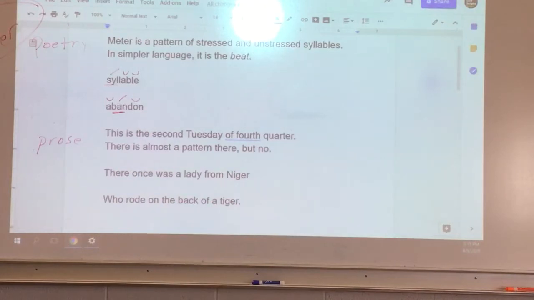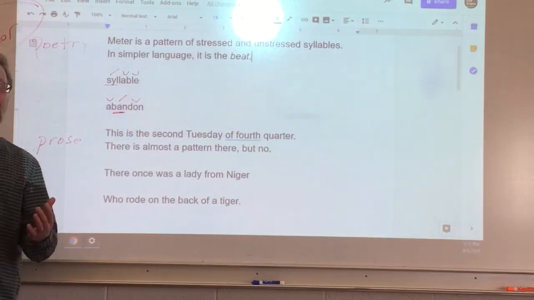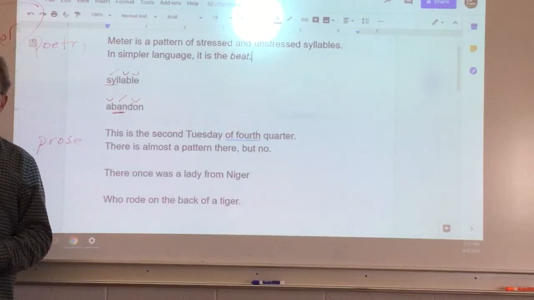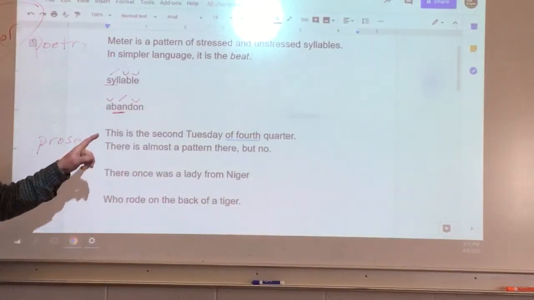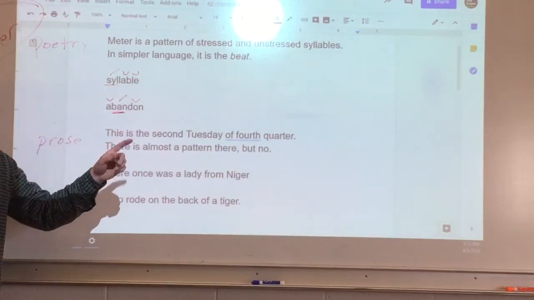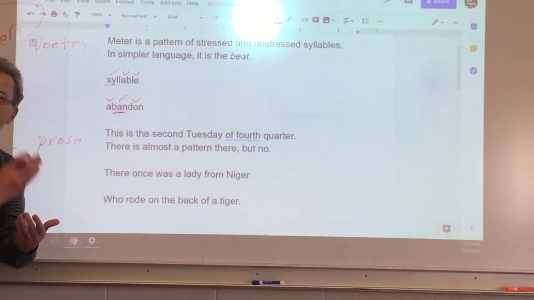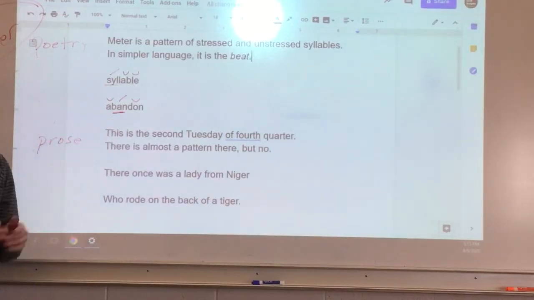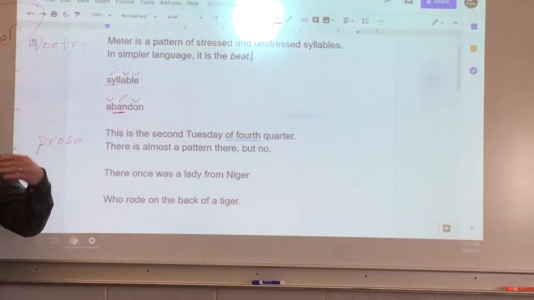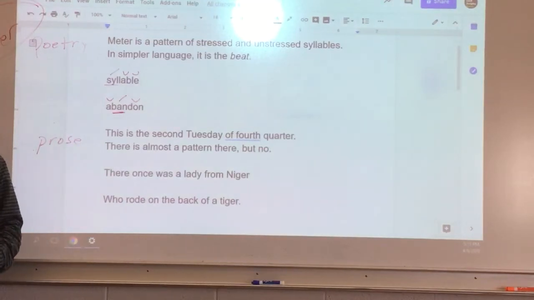So we have stressed and unstressed syllables. That happens anytime that we use language. But we don't always use meter. It's only when there's a pattern, when you can say, this is how often there's a stressed syllable. This is how many stressed and unstressed syllables there are in a line. Then you have meter.